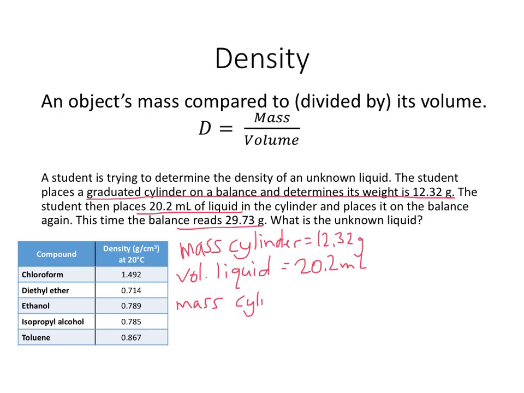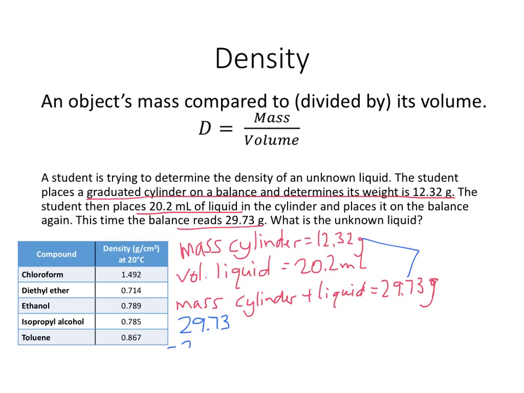Mass of the cylinder plus liquid is 29.73 grams. So what we're going to have to do is subtract the two masses from each other to figure out the mass of just the liquid.